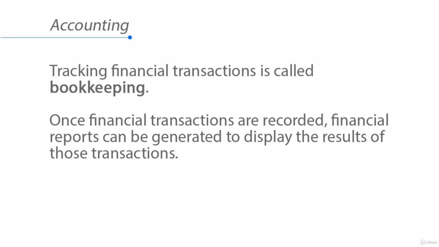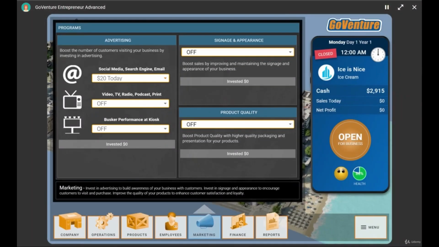Tracking financial transactions is called bookkeeping. Once financial transactions are recorded, financial reports can be generated to display the results of those transactions. So we've learned that accounting records financial transactions, and anytime some cash or something else of value moves in or out of the business, we're going to record that.